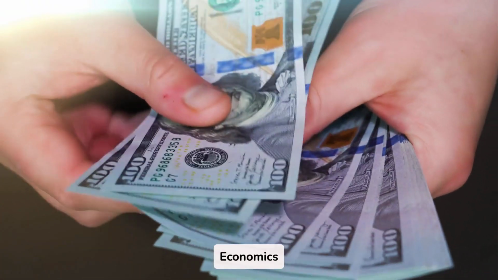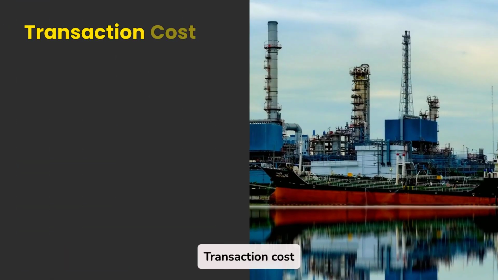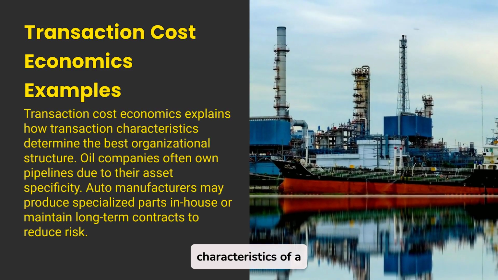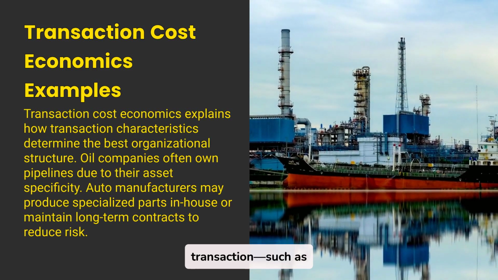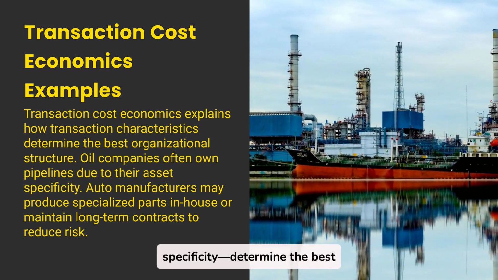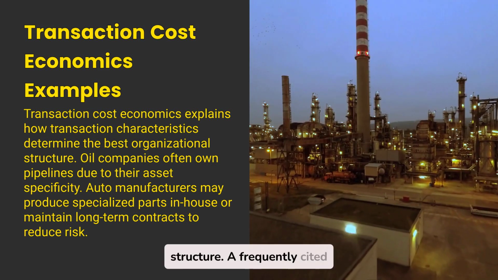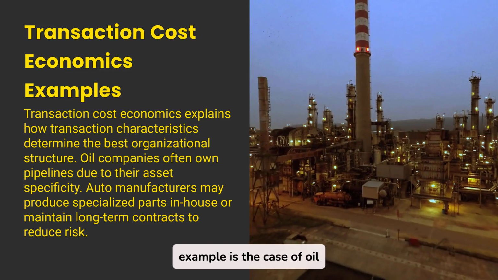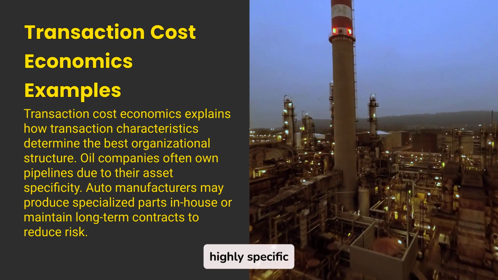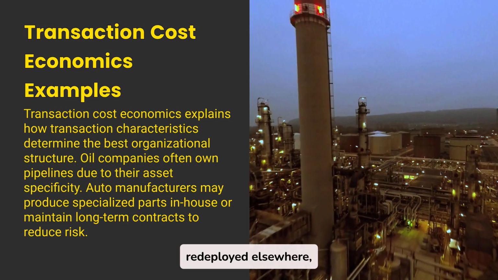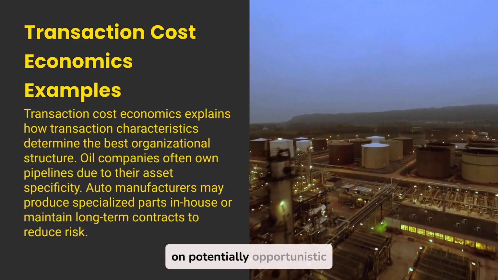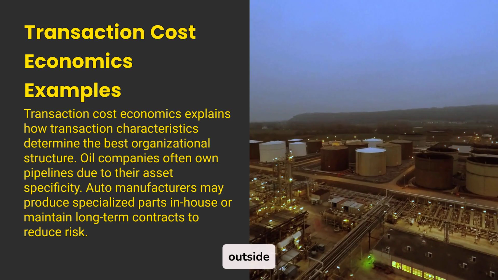Transaction cost economics. Transaction cost economics, developed by Oliver Williamson, explores how the characteristics of a transaction, such as frequency, uncertainty, and asset specificity, determine the best organizational structure. A frequently cited example is the case of oil refineries and pipeline networks. Because pipelines are highly specific assets that cannot easily be redeployed elsewhere, oil companies often prefer to own them rather than rely on potentially opportunistic outside providers.